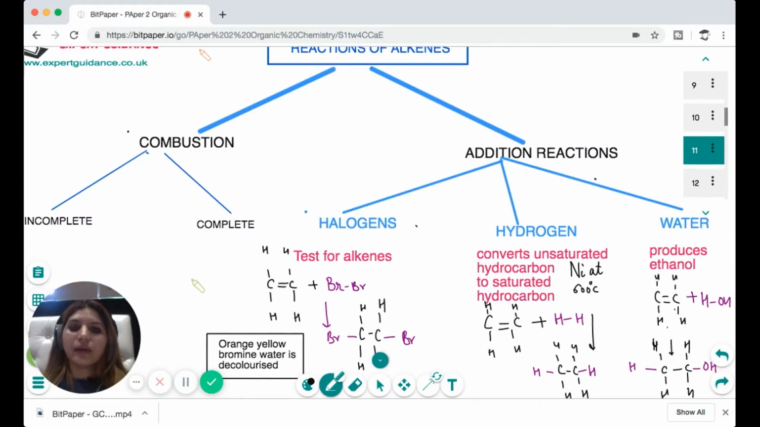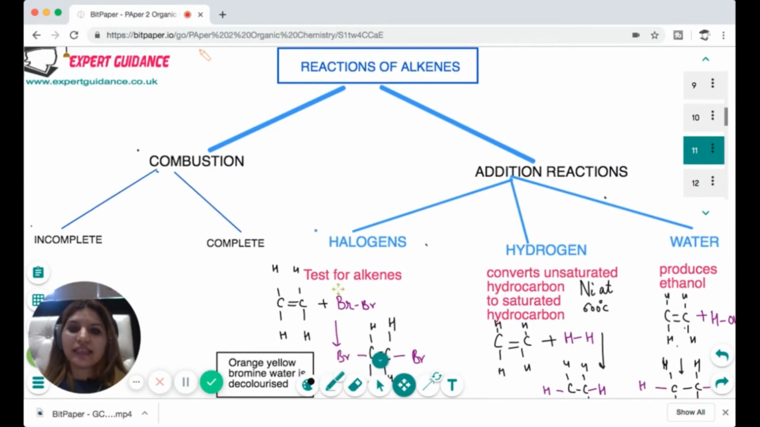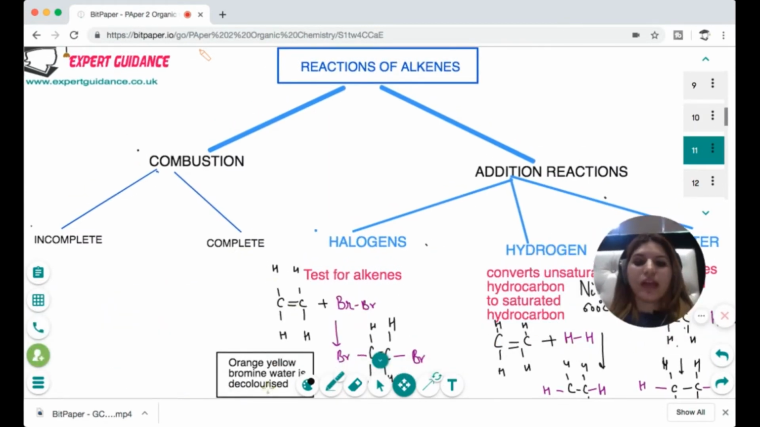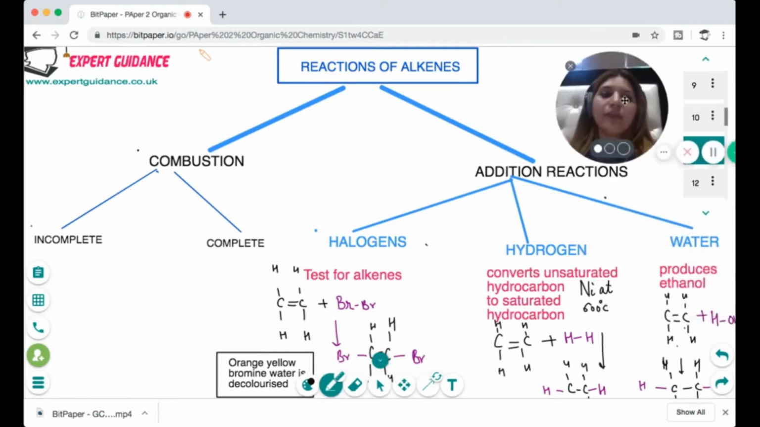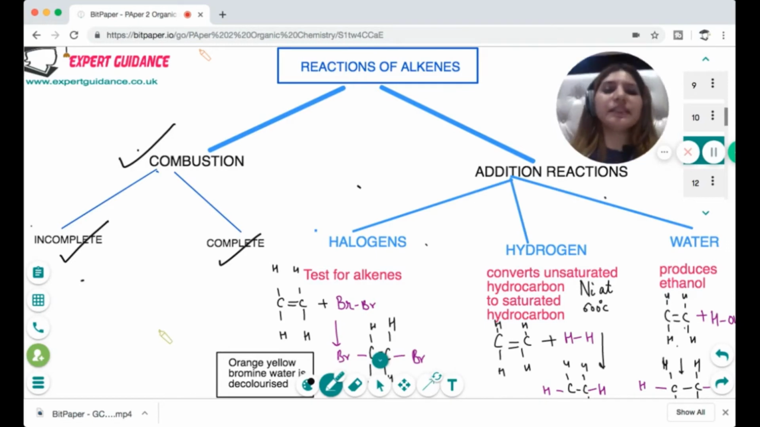Now, what are the reactions of alkene? This is very important. Watch it very properly and make sure you are able to write these reactions. First is combustion. Combustion is both complete and incomplete. You can take any alkene and react it with oxygen. If it forms carbon dioxide and water, it is complete combustion. And if it forms carbon monoxide and water, it is incomplete combustion.